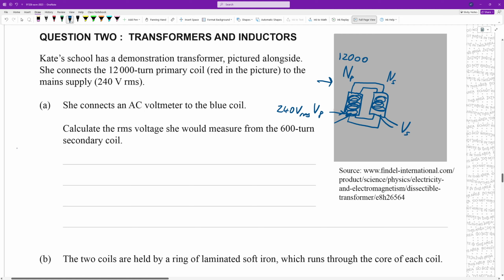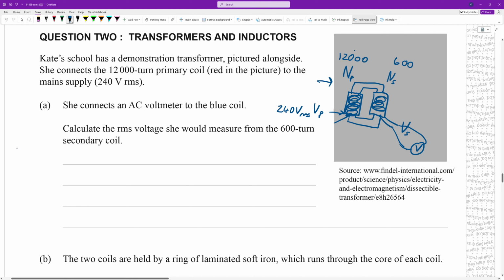And she connects an AC voltmeter. Oh, that's an AC power source. What's a voltmeter? You get a V, that's right, V for voltmeter. Connects it like so. And she measures the voltage across the 600 turn secondary coil. Great. And we're asked to calculate the value of this voltage.